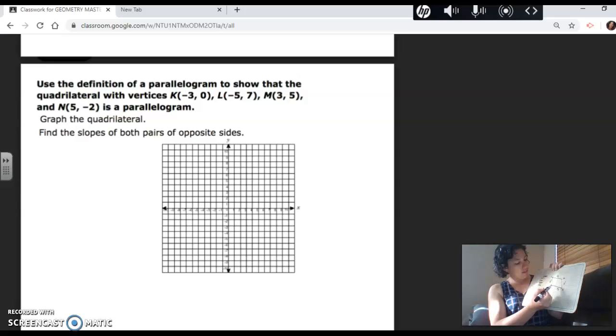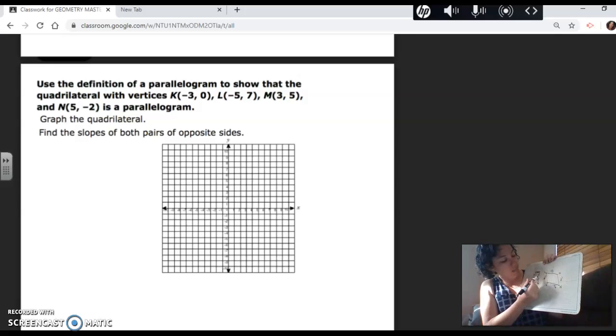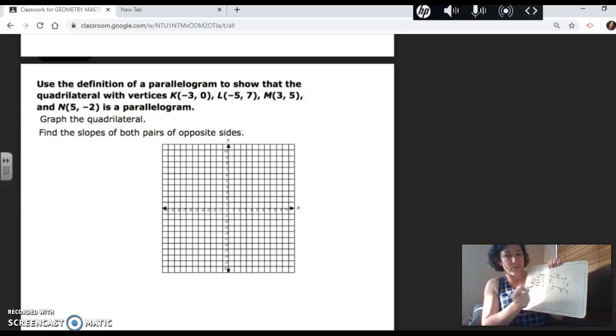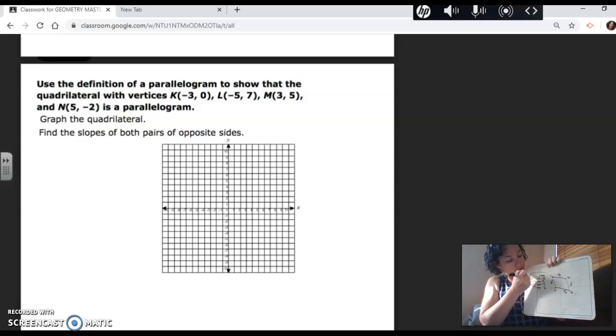KL is -7/2, and so is MN. LM is -2/8 or -1/4, and so is NK. Sorry, my writing is pretty bad on this. And right here, you would just put 2 sets of parallel lines, because that is what is going to prove that it's a parallelogram. This would be all you have to show for your work.